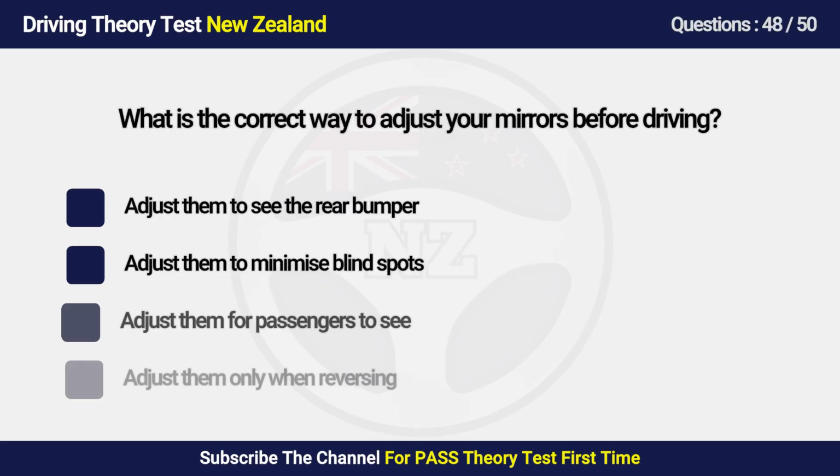Question 48. What is the correct way to adjust your mirrors before driving? A. Adjust them to see the rear bumper. B. Adjust them to minimize blind spots. C. Adjust them for passengers to see. D. Adjust them only when reversing.